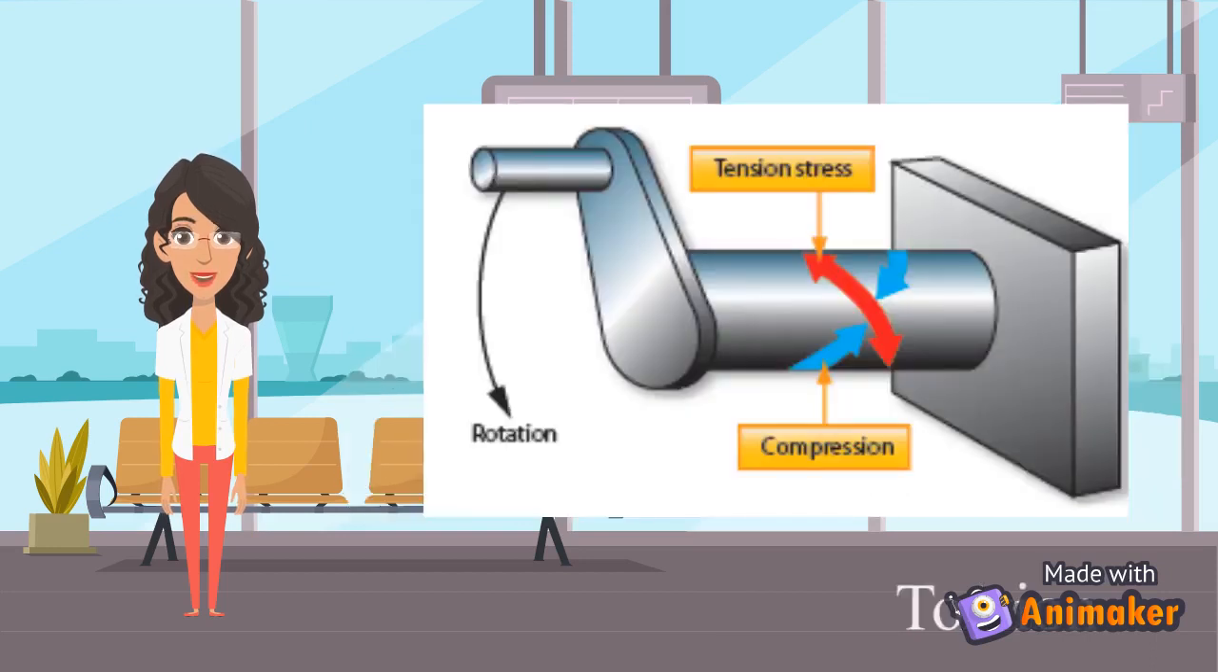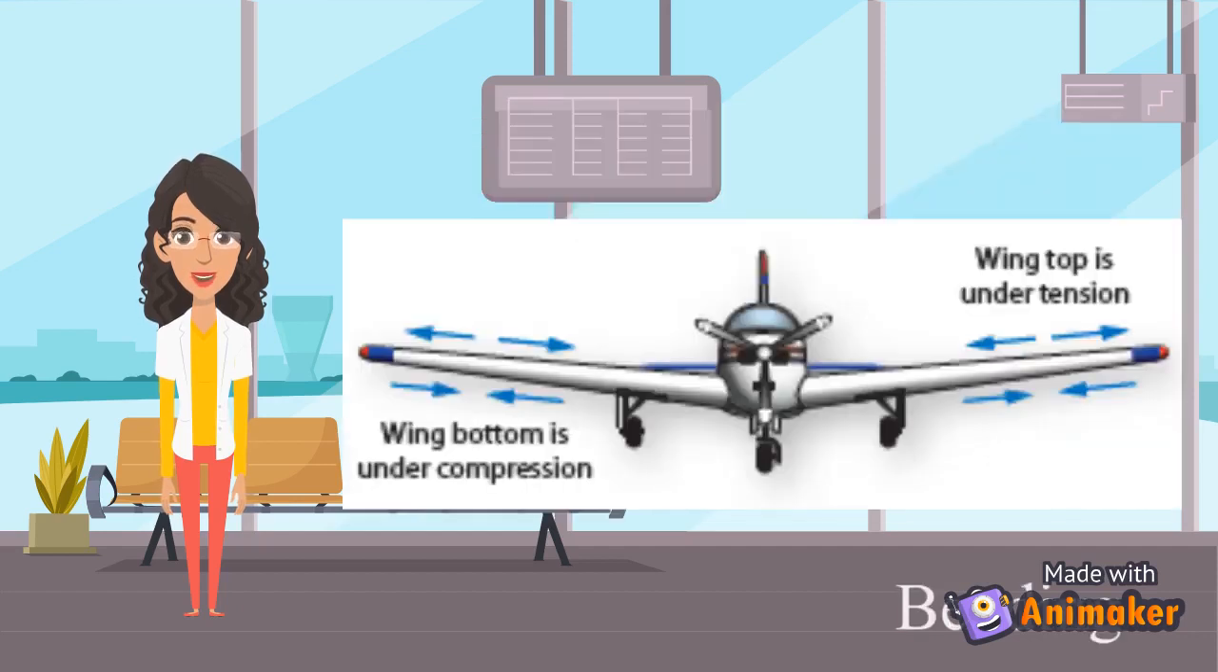Torsion is the force that is created by a twisting motion. A crankshaft experiences torsion applied by the movement of the pistons. An airplane in flight experiences a bending force on the wing, as aerodynamic force lifts it.